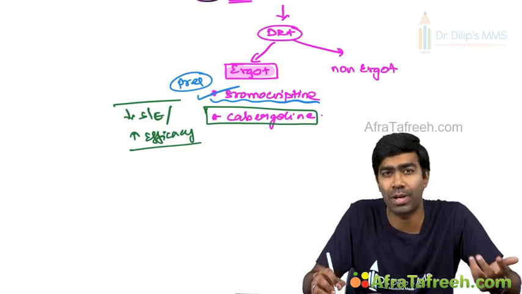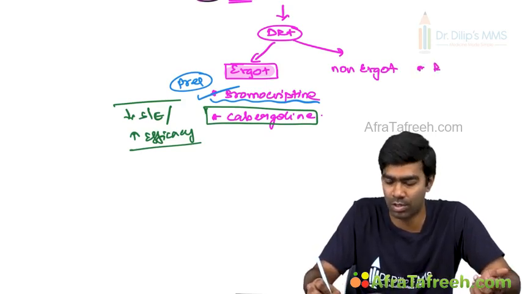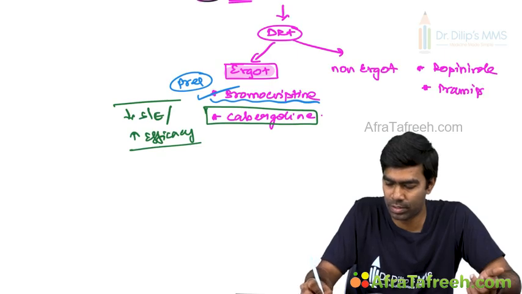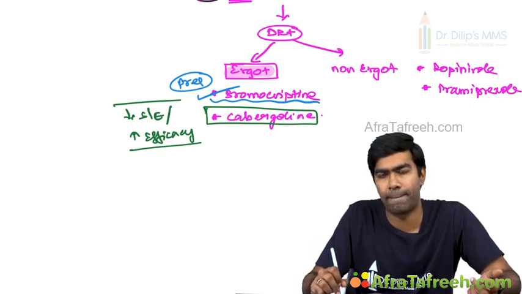Non-ergot compounds, typically we don't use for the sake of hyperprolactinemia or prolactinoma. Instead, we prefer them for Parkinson's disease. There are two non-ergot compounds. One is called ropinirole and the second one is pramipexole. Clear.